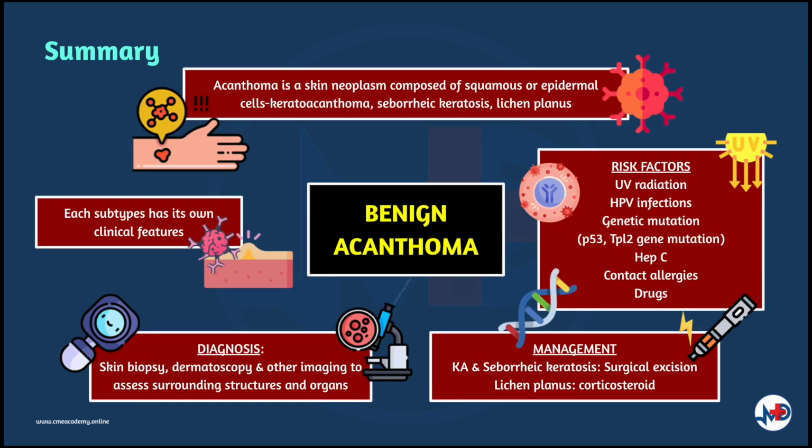Let's summarize what we have covered so far. Acanthoma is a skin neoplasm composed of squamous or epidermal cells. It consists of keratoacanthoma, seborrheic keratosis, and lichen planus. They may be a result of UV radiation, infection, some gene mutations, and contact allergies or drugs. Each subtype has its own clinical features. Skin biopsy, dermatoscopy, and other imaging are indicated to diagnose such lesions and to assess surrounding structures and organs. Definitive treatment is surgical excision for keratoacanthoma and seborrheic keratosis, while corticosteroids are used for lichen planus.